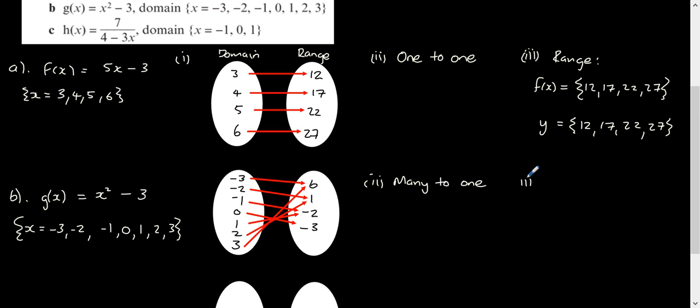So we'll go ahead and describe the range of this function. Again, I will use g of x, because that's what's given in the question. And so I will now just list the elements that are in the range. So we have 6, 1, minus 2, and minus 3.